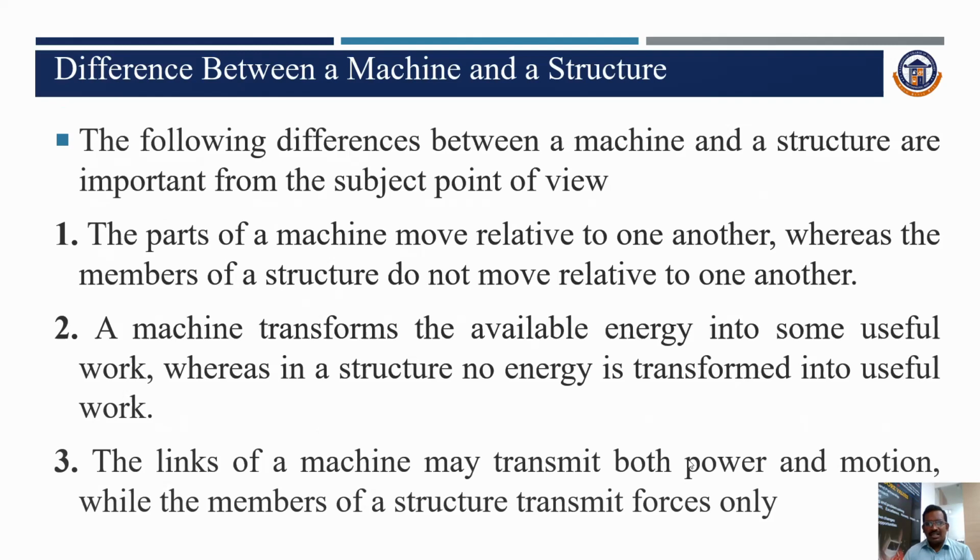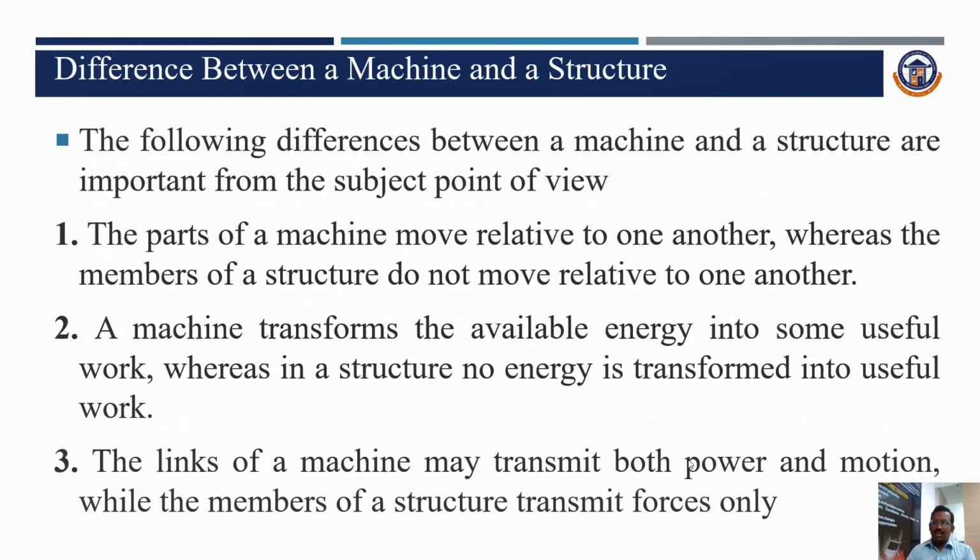Difference between a machine and a structure: the parts of a machine move relative to one another, whereas the members of a structure do not move relative to one another. For example, the pistons move front and back, and the connecting rod moves at an angle through 360 degrees. But the structure does not move.